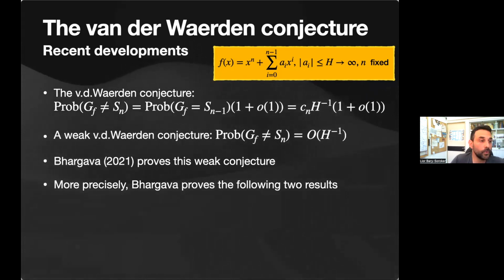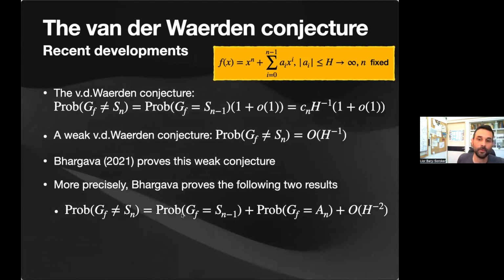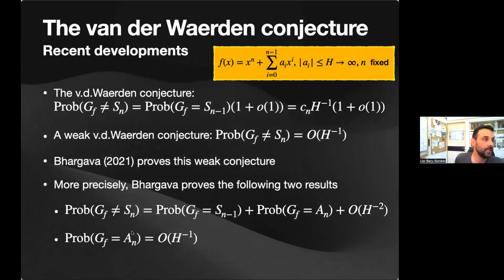More precisely, he proved 2 results that together give the weak conjecture. The first result is that the probability that the Galois group is not Sn is captured either in what we expect, the probability that the Galois group is Sn-1, or by the probability that the Galois group is An. And if you take this asymptotic, the error term is much smaller than what we want. So we showed that the second most probable group is either Sn-1 or An. And the second thing that he did, which was the really big breakthrough, was to bound the probability that the Galois group is An by O of h to the minus 1.